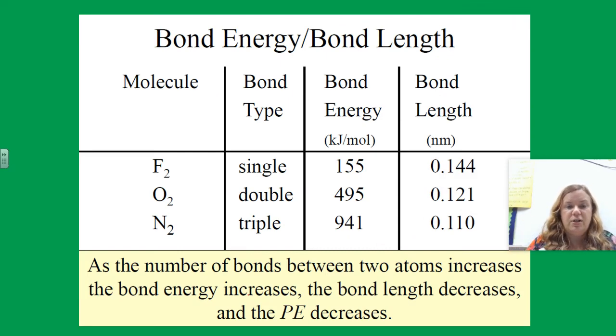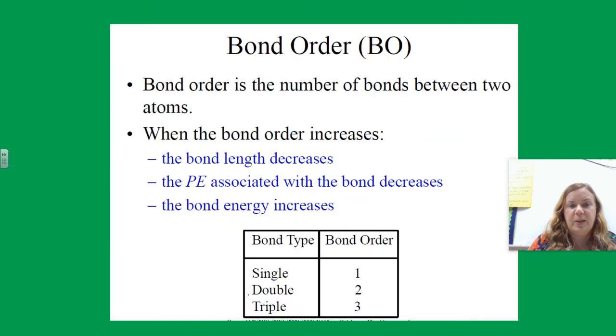Finally, here's just a chart to kind of pull that together and show you a little bit more. Fluorine typically makes a single bond, oxygen double bonds, and nitrogen is notorious for making triple bonds. So you can kind of see that there and compare those bond energies and bond lengths.